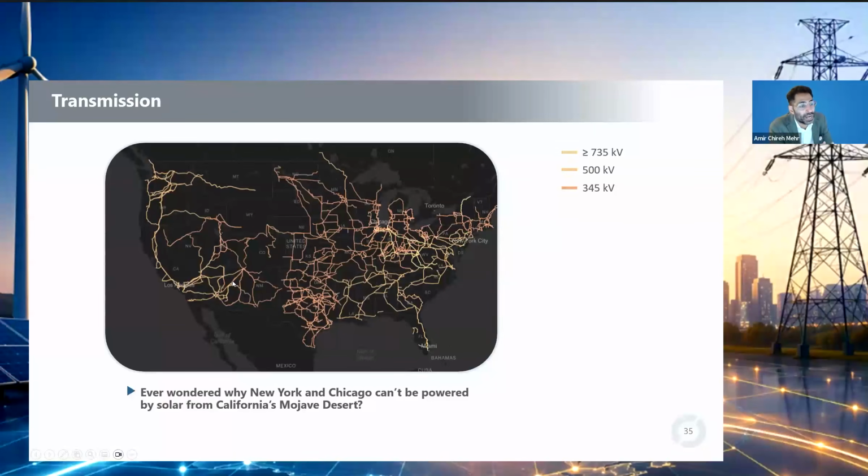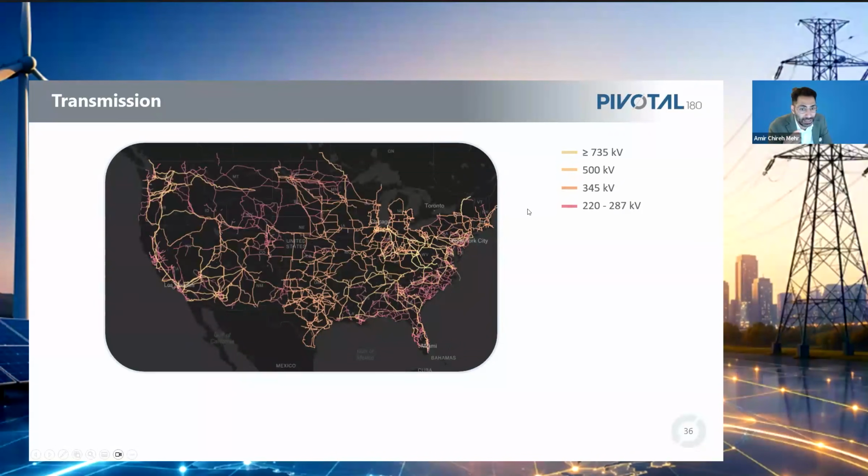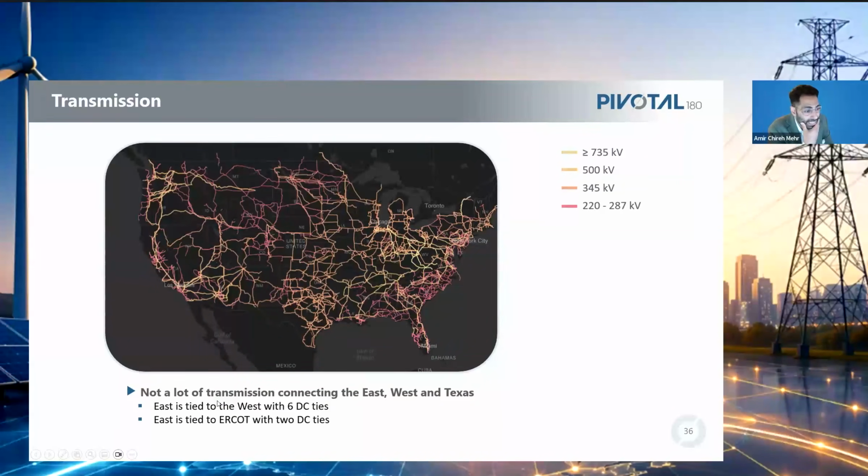You may have wondered, why can't we power New York City and Chicago by building a lot of solar in, say, the Mojave Desert in California? Well, it has to do with this constraint. It would require high voltage transmission, and the three interconnection zones function almost independently. What do I mean when I say that? I mean, even if you added all the smaller lines that interconnect the two of them, there's not a lot of transmission connecting east to west, and east and west to Texas either. There are 6 DC ties, direct current, and some AC ties that connect east to west, and then only two that connect the east to ERCOT.